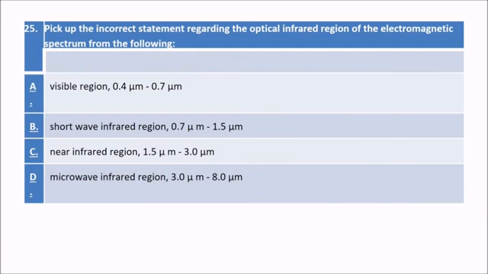Next is, pick up the incorrect statement regarding the optical infrared of the electromagnetic spectrum from the following. The answer is B, SWIR, which is not at 0.7 to 1.5.